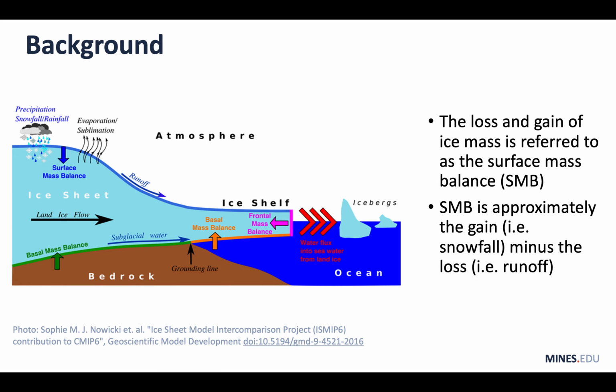To understand this melt, surface mass balance is often studied. Surface mass balance represents the relationship of loss and gain, in this case, loss and gain of ice sheet mass. It is approximately equal to gain, i.e. snowfall from precipitation, minus loss, i.e. runoff or evaporation. It can be a positive or negative value depending on the magnitude of these values for gain and loss.